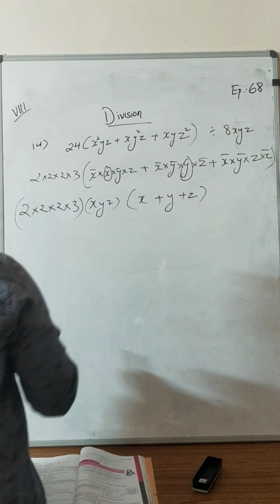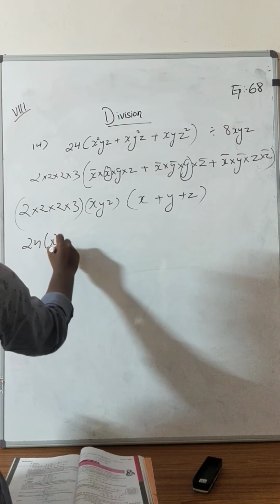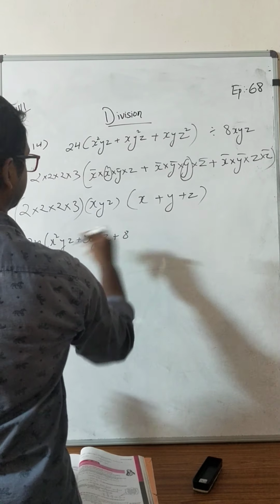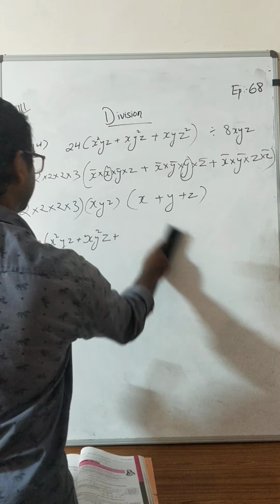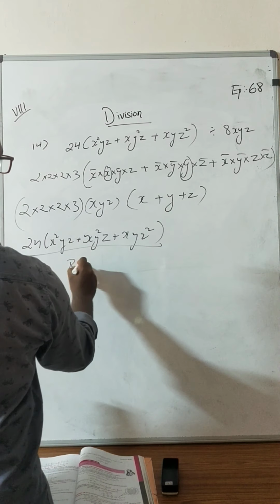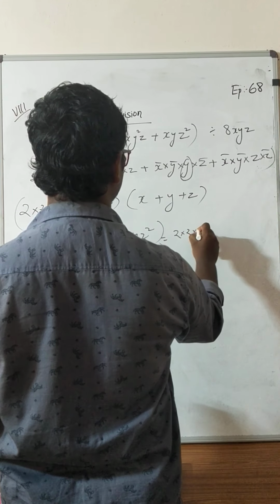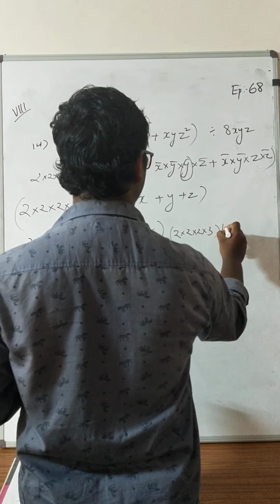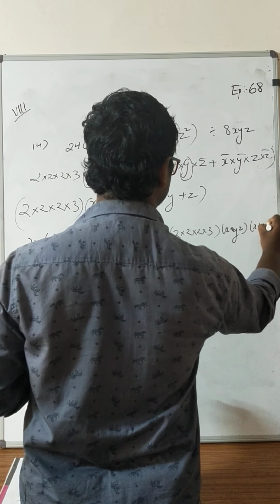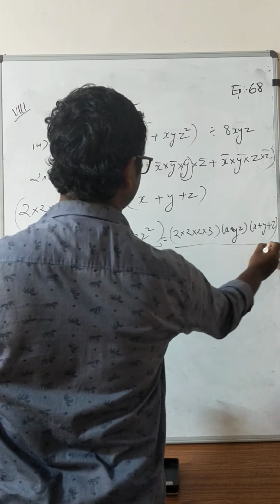Okay. Now see, let me write this. 24x square yz plus xy square z plus xyz square divided by 8xyz is equal to 2 into 2 into 2 into 3 xyz in the bracket x plus y plus z. Okay, this divided by 8xyz.